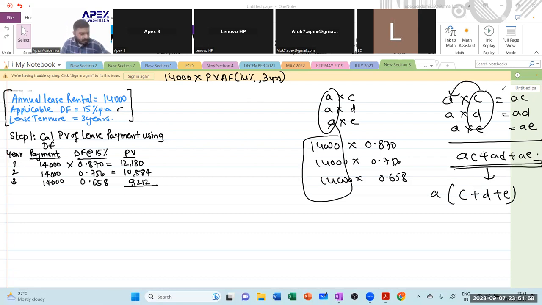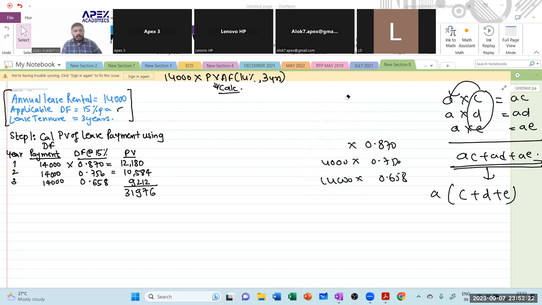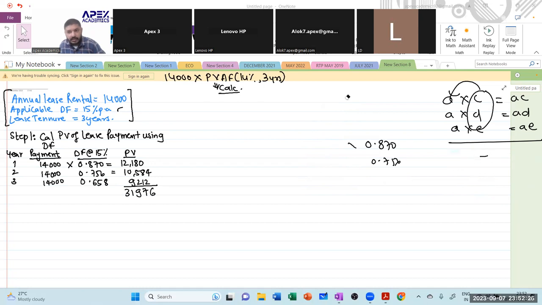So if I was to do it by the present value annuity factor, I would take the total of these three and calculate directly on my calculator, arriving at the figure 12,180 plus 10,584 plus 9,212, giving me the total 31,976. However, I am not doing that today, to avoid your confusion and any other doubts coming in this calculation.